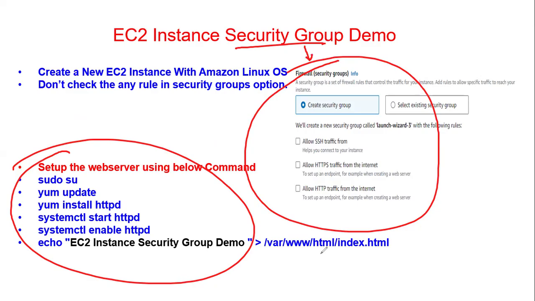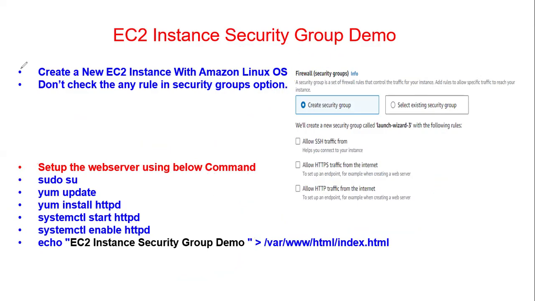So what we are going to do now, we will create a new EC2 instance. We'll launch the new EC2 instance again with the Amazon Linux operating system. When it comes to these options, Allow SSH traffic, Allow HTTPS traffic, Allow HTTP traffic, we will uncheck all these options.